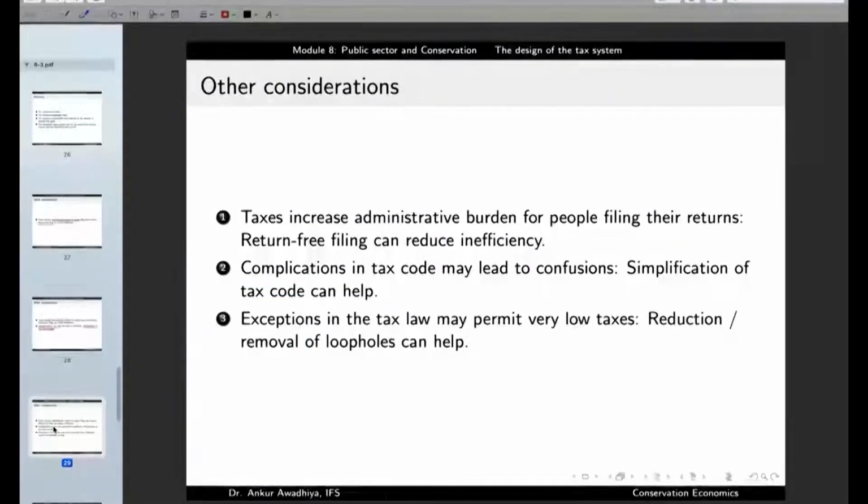Another is that exceptions in the tax law may permit very low taxes. So, what happens in a number of cases is that there are people who are experts in finding out the exceptions, finding out the loopholes, and in the case of certain people, they may do their spendings or they may do an asset allocation in such a manner that overall they have to pay a very less tax. So while everybody on an average is paying say 20% tax, there could be certain people who are paying only 3 or 4% of their income as taxes because they are making use of all the loopholes that are there.